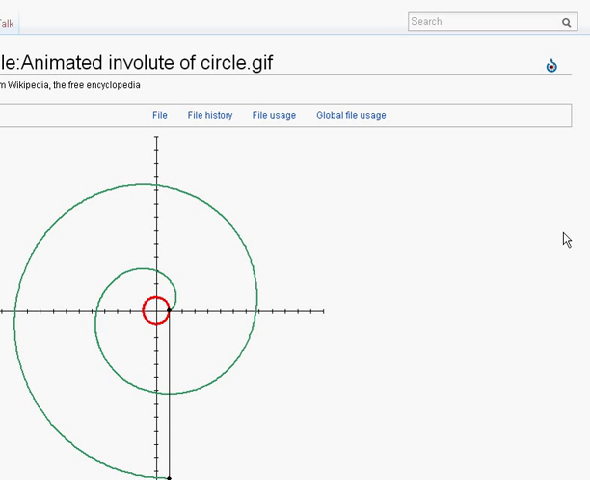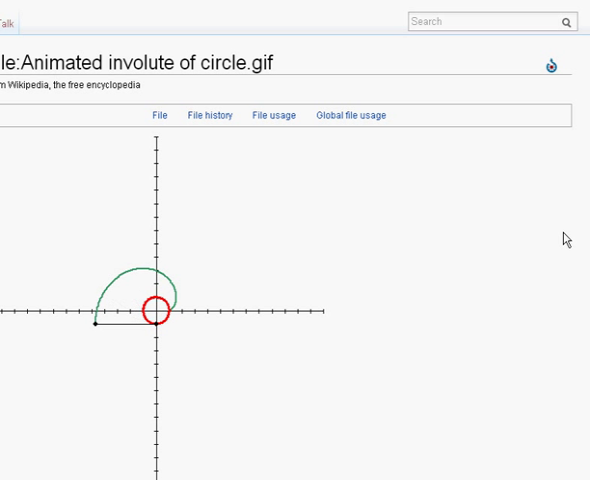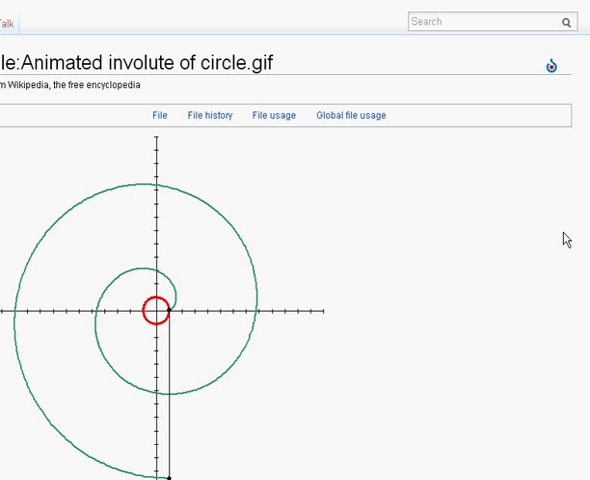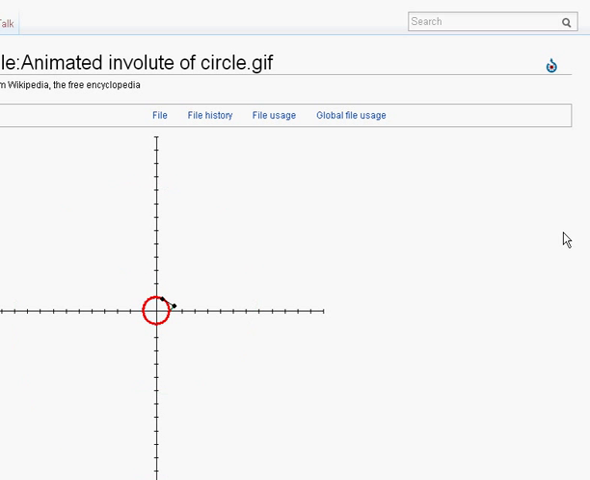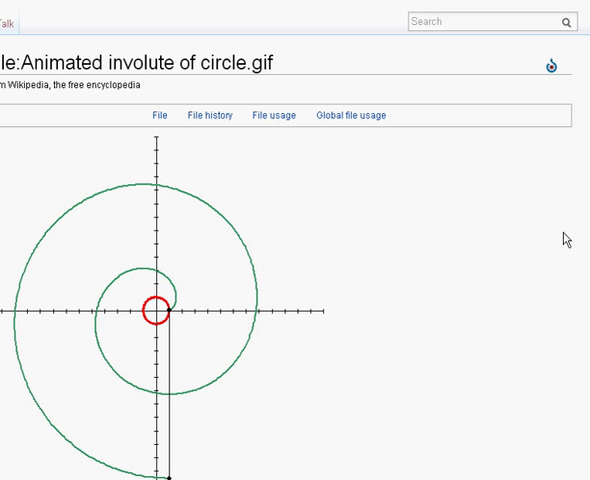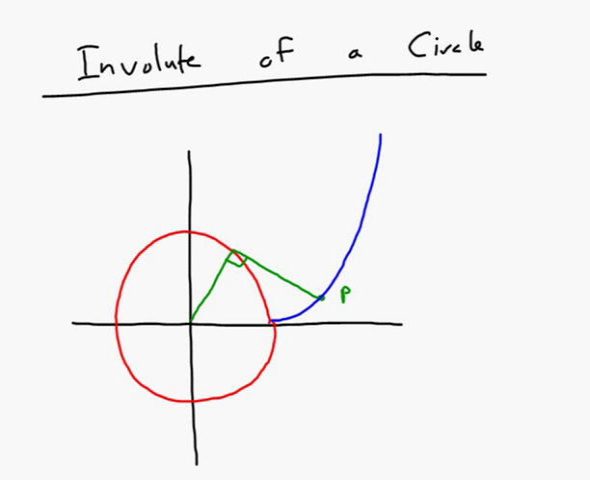Okay, and if you watch it carefully, what you'll notice is that the length of this tangent line is equal to the amount of arc that the point of tangency has traversed up from the x-axis. Let me just demonstrate that. This length here along the arc is a section of the circumference of the circle. That distance is equal to the length of this tangent. So that fact will turn out to be pretty important.